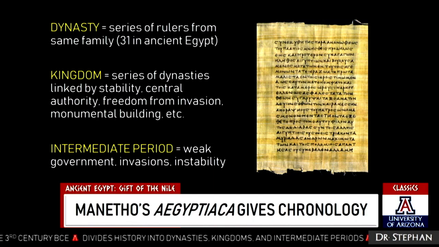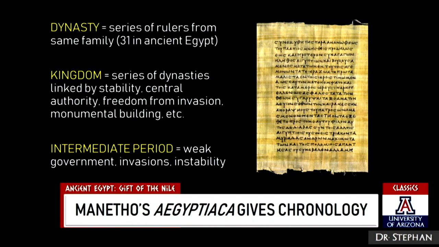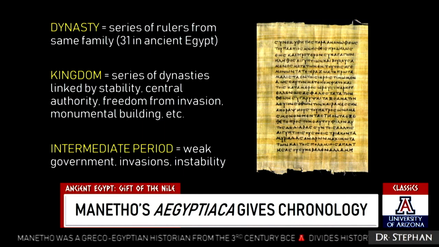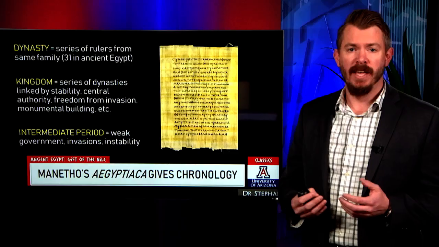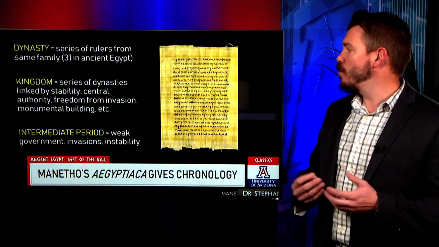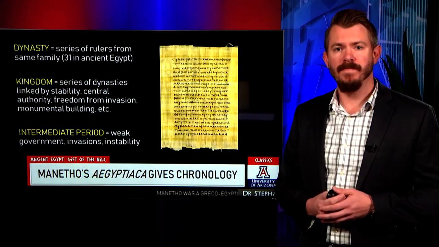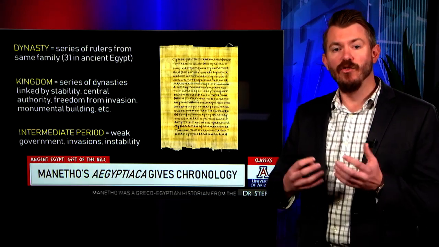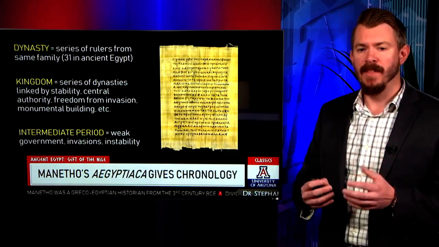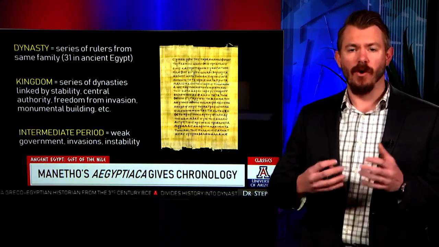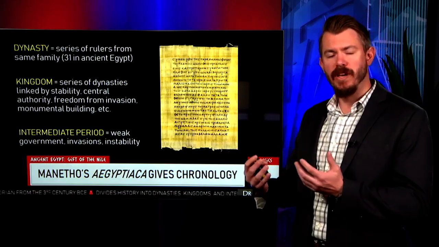Now, the way Manetho put together this history in his work, the Egyptiaca, is by separating Egyptian history into a couple different categories. First off, we've got the dynasty. And a dynasty in ancient Egypt is a series of rulers from the same family. And in ancient Egypt, we've got 31 of these overall. Now, dynasties then are grouped into kingdoms, all right? And so we've got 3 kingdoms: the Old Kingdom, the Middle Kingdom, and the New Kingdom.